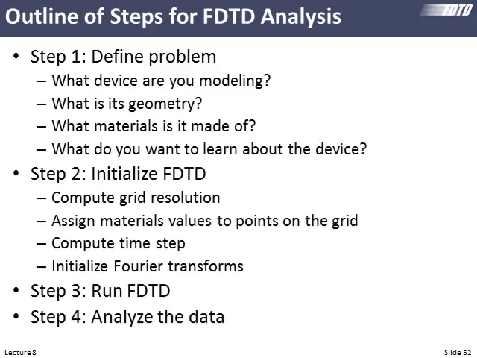Then step two, we initialize. This is our grid resolution based on our device, assigning material values to points on the grid based on our device, computing time step, initializing our Fourier transforms. Then finally, step three is running the finite difference time domain. This is the main loop. And then when we're done and we have our results, we analyze or post-process the data.